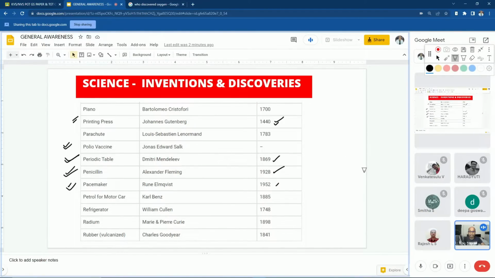Where do we use this pacemaker? Sir, for the functioning of the heart. When the heart can't pump blood naturally, they use this pacemaker to make the heart pump. Right. Rajesh sir. Petrol for motor car, Carl Benz, 1885. Refrigerator, William Cullen, 1748. Radium, Marie Curie and Pierre Curie, both Madame Curie and Pierre Curie, 1898. Rubber, vulcanized type, Charles Goodyear, 1841.